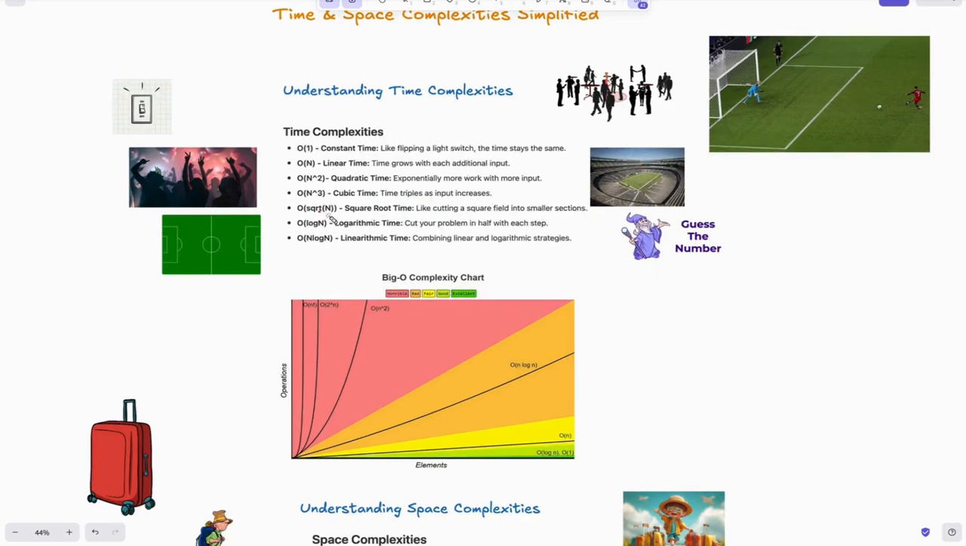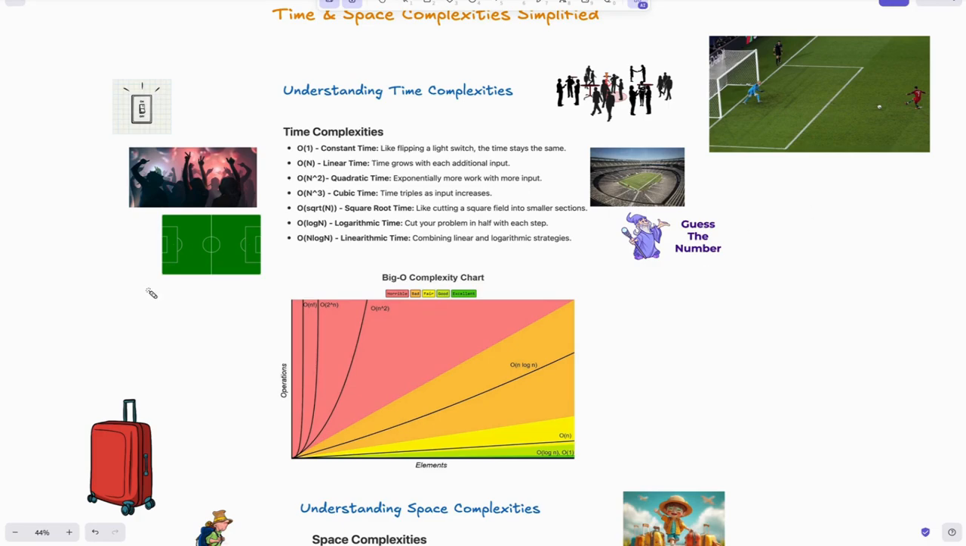Next is square root time. Imagine you're cutting a square football field into smaller squares. So this is a square football field. Imagine like that. It's not square, obviously. If you want to divide it into four sections, you'll make two cuts, one horizontally, one vertically, right? For nine sections, you'll make three cuts: 1, 2, and 3. That's square root of n, where the number of cuts grows at a square root rate as you divide more.